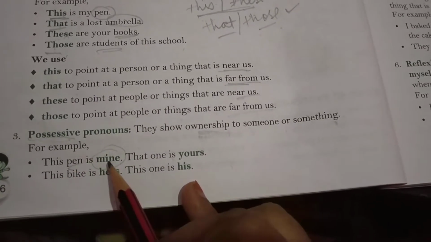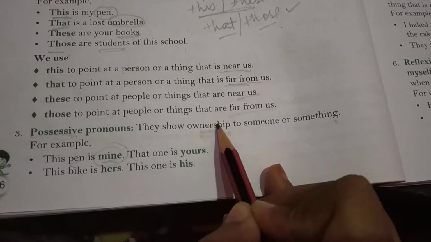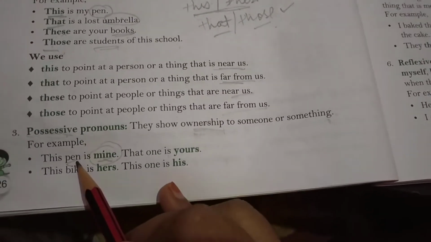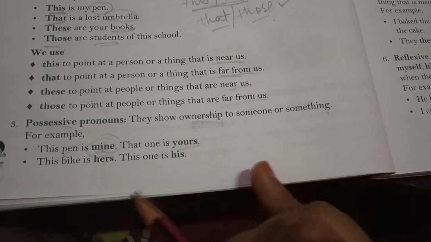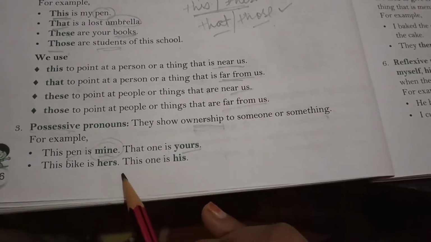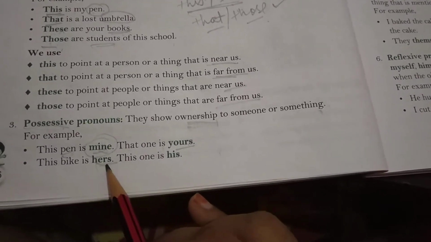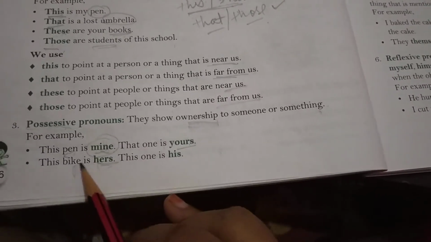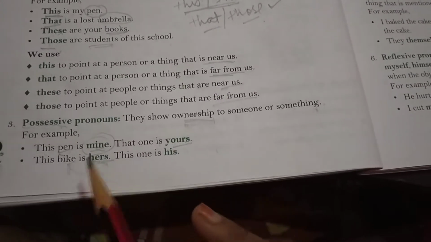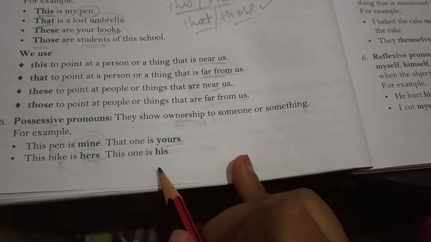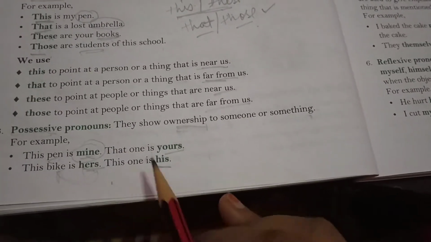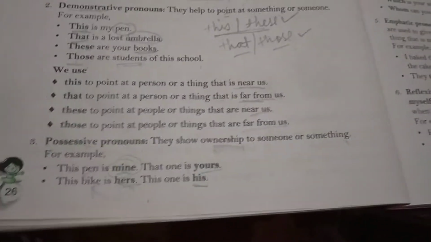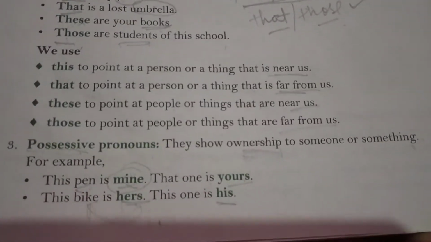Here, mine is representing the ownership, means that I am the owner of this pen. And that one is yours, means that pen is yours, means you are the owner of that pen. This bike is hers. Here, hers is showing the ownership of the bike, means that bike belongs to her. This one is his. Here, his shows the bike belongs to a male person. Possessive pronouns show the ownership and possession of something.